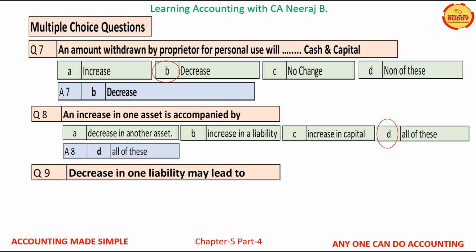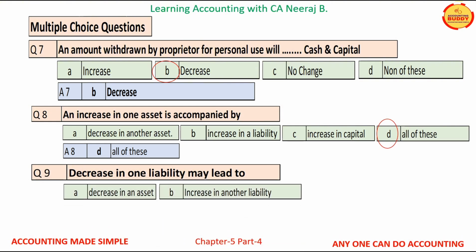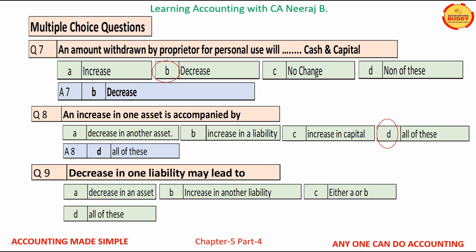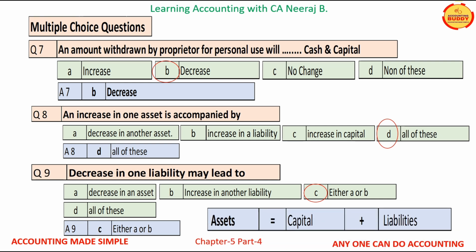Now, question number 9 on your screens is, a decrease in one liability may lead to, and the options are option A, decrease in assets, option B, increase in another liability, option C, either A or B, and option D is all of these. The correct answer is option C. Let us understand why option C is the correct answer with the help of the accounting equation.